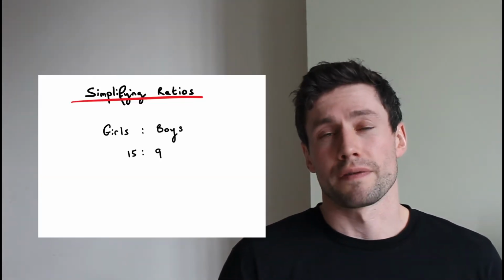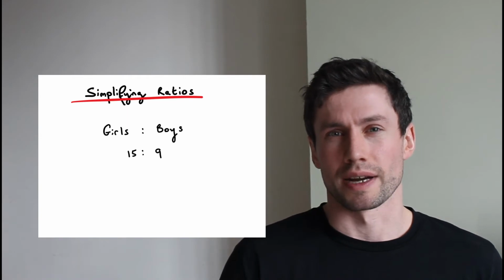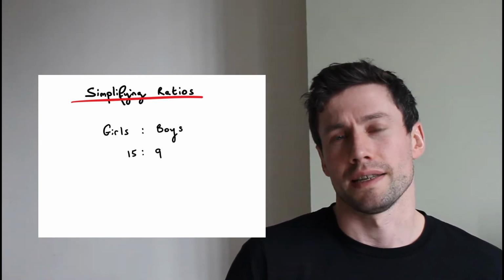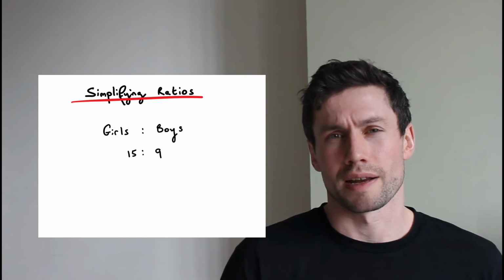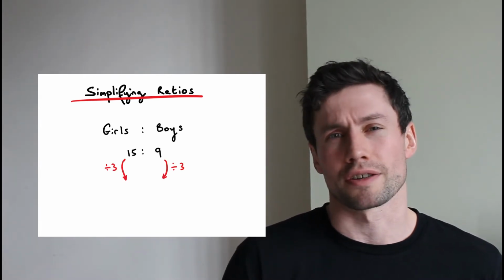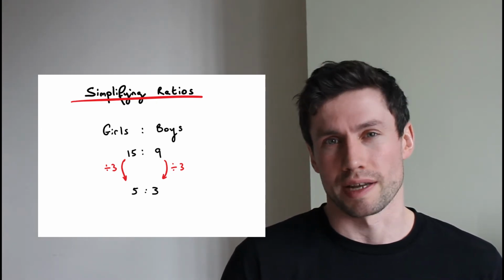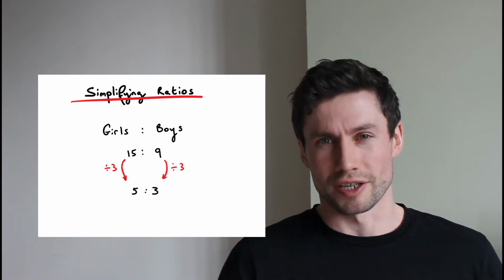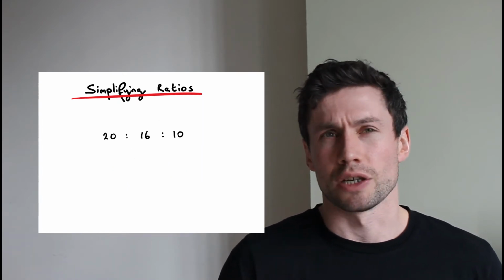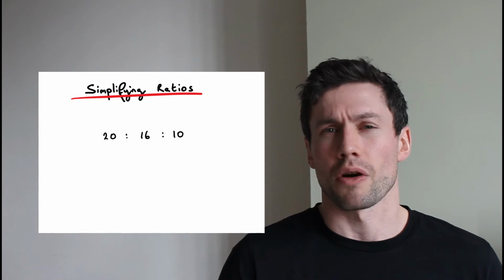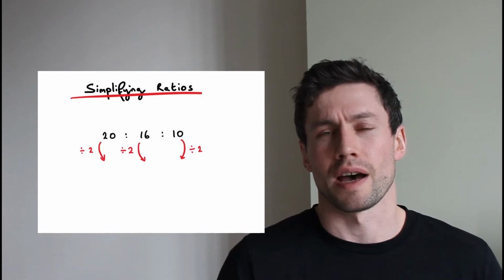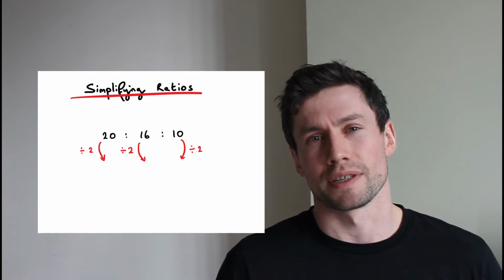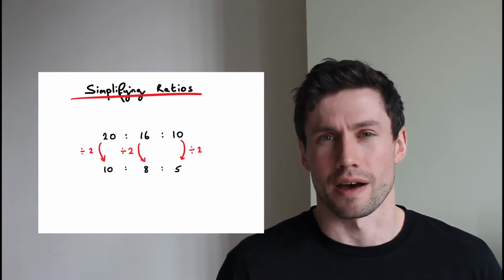You need to be able to simplify ratios. Let's use an example of girls and boys in a rowing club. Let's say there are 15 girls for every 9 boys in a rowing club. This would give us the ratio of 15 to 9. We can simplify this ratio by dividing both sides by 3, because 3 is a common factor. This then gives us the ratio of 5 to 3 girls to boys in the rowing club. This also works when we have ratios with 3 numbers in them. If we had a ratio of 20 to 16 to 10, all of these numbers divide by 2. So we could divide all 3 numbers by 2, and this would give us the ratio of 10 to 8 to 5.